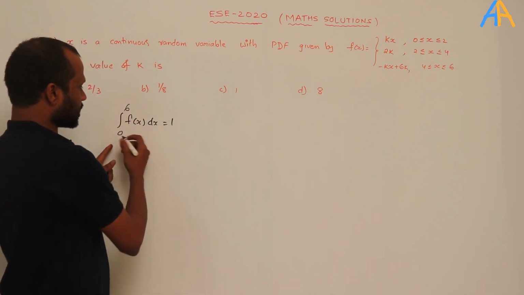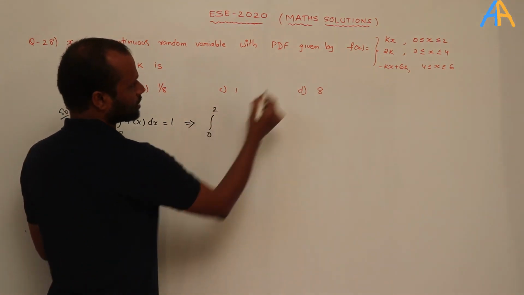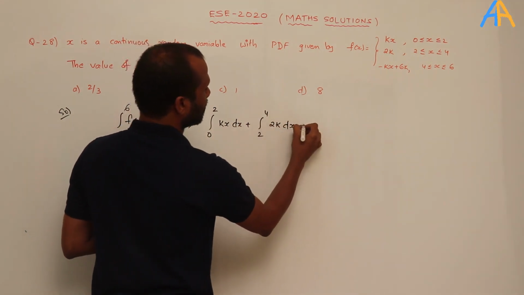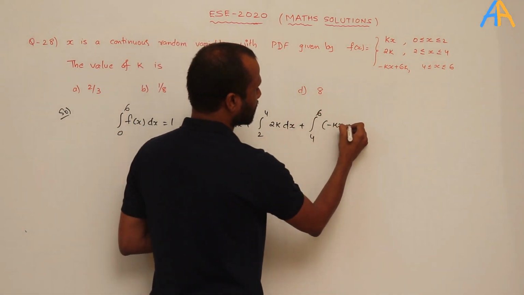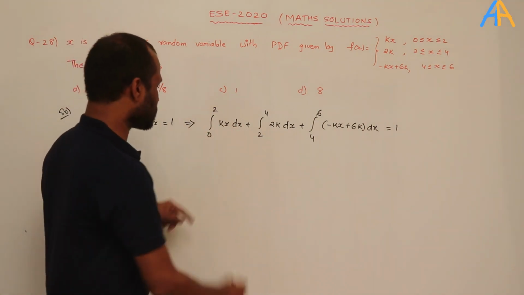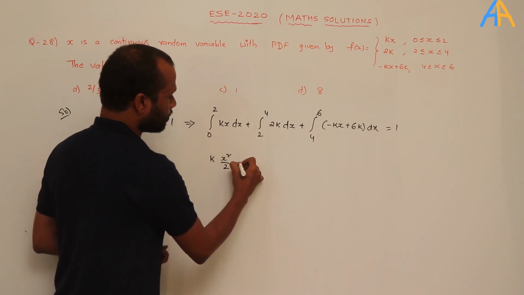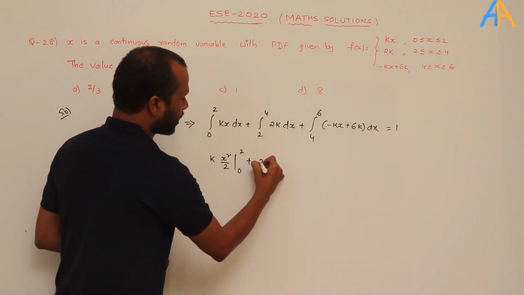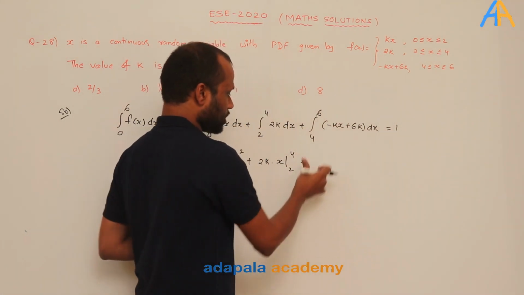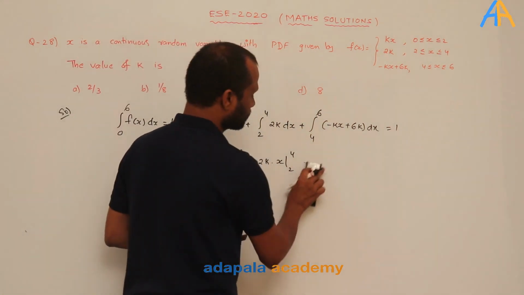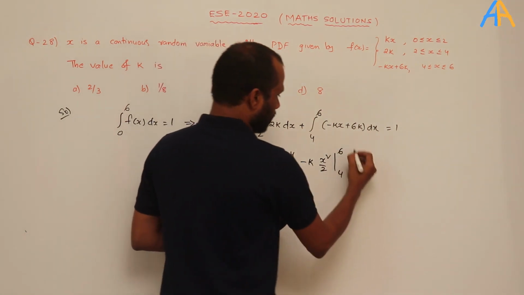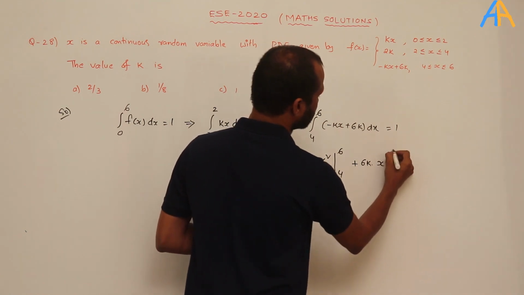Now, integral 0 to 6, expand this function. This becomes integral 0 to 2 of f of x. In 0 to 2, the f of x definition is kx dx. In 2 to 4, it is 2k dx. In 4 to 6, it is minus kx plus 6k dx. That shall be equal to 1. Now, k is a constant. The integration of x dx is x square by 2 between limits 0 to 2, plus 2k into x between limits 2 to 4, plus minus k into x square by 2 between limits 4 to 6, plus 6k into x between limits 4 to 6, that shall be equal to 1.